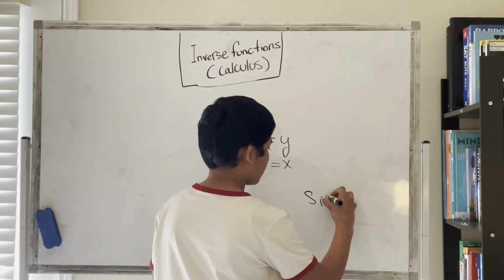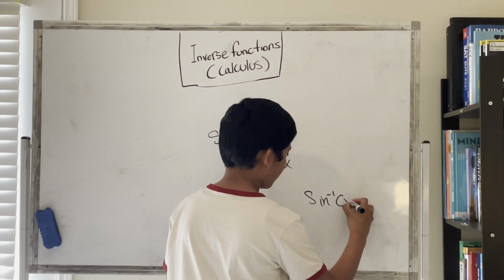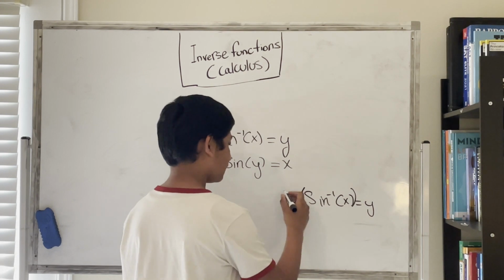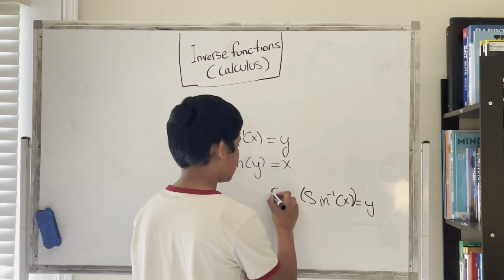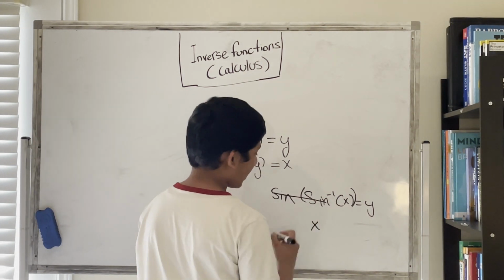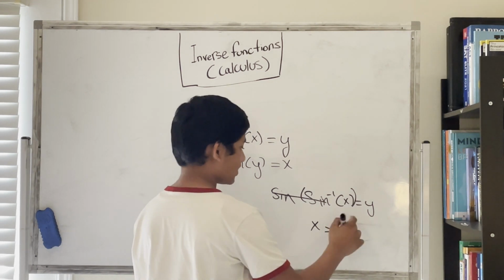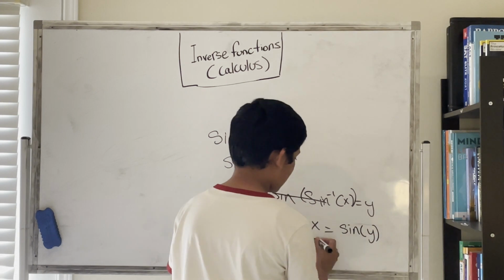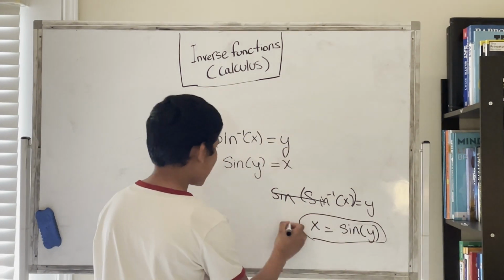So if we have the arcsine of x is equal to y, let's actually nest this in the sine to cancel these out just to get x, and this will be the sine of y because we have to do it to both sides. Now this is going to be true, and that's how we get this.